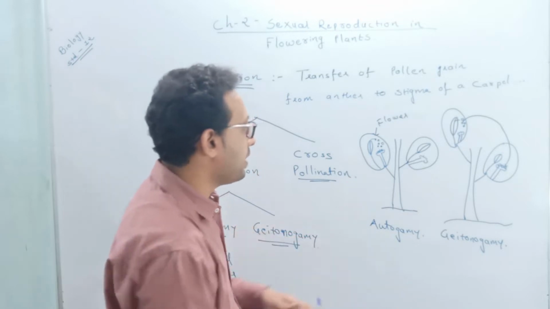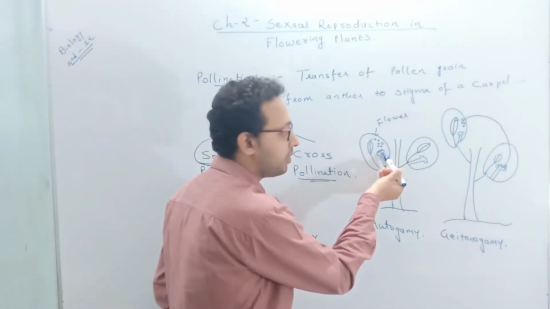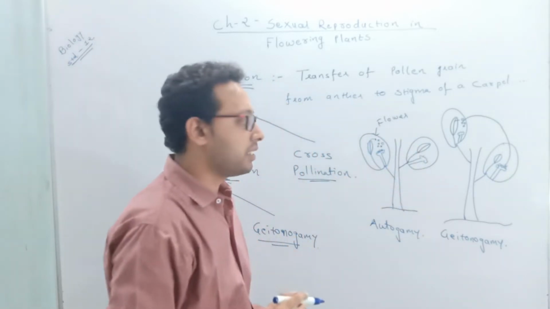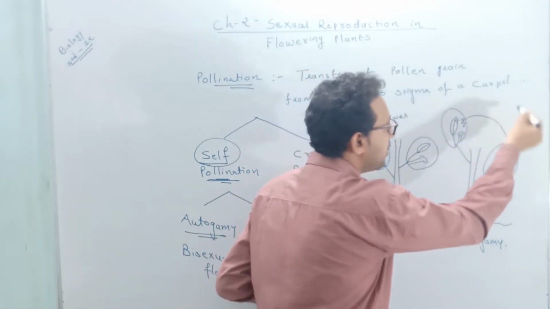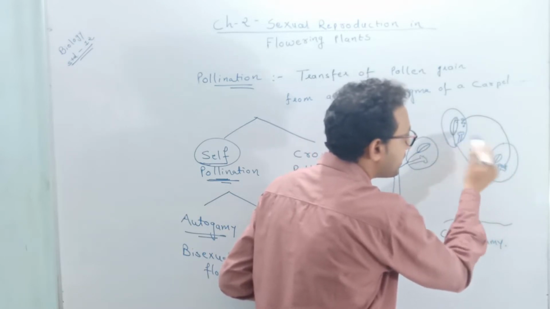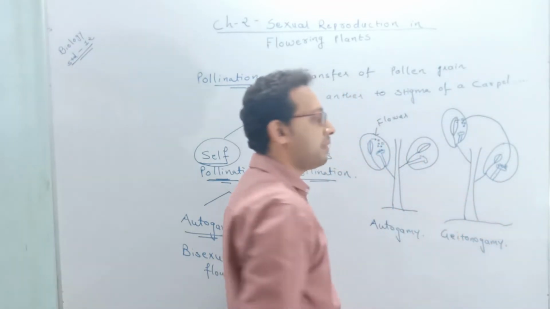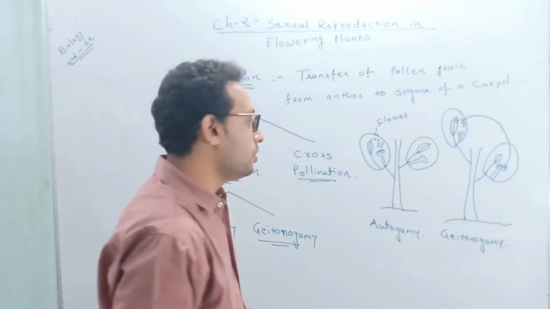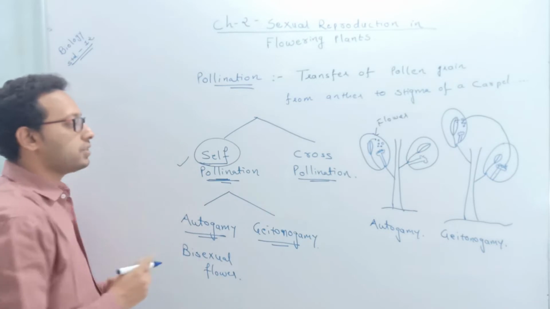Autogamy and geitonogamy are the types of self-pollination process. In autogamy, pollen grain is transferred from anther to stigma of a carpel of the same flower of the same plant. What is geitonogamy? A transfer of pollen grain from anther to stigma of a carpel of another flower. These are two different flowers, but the plant is the same. So autogamy and geitonogamy are types of self-pollination.